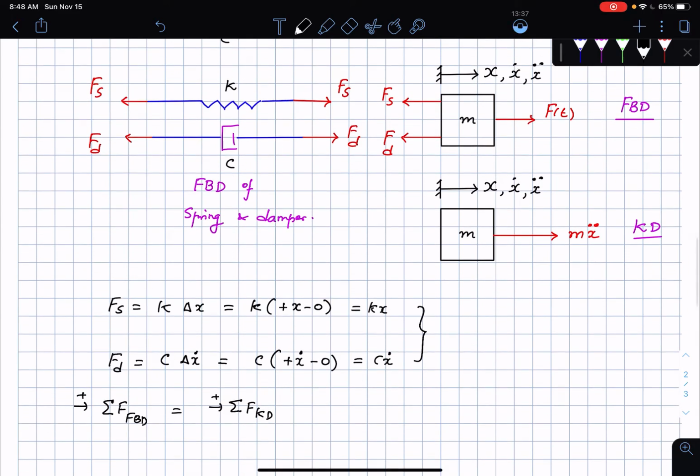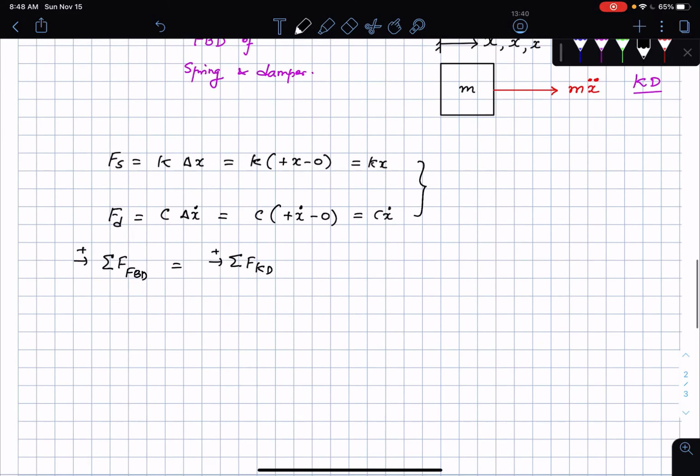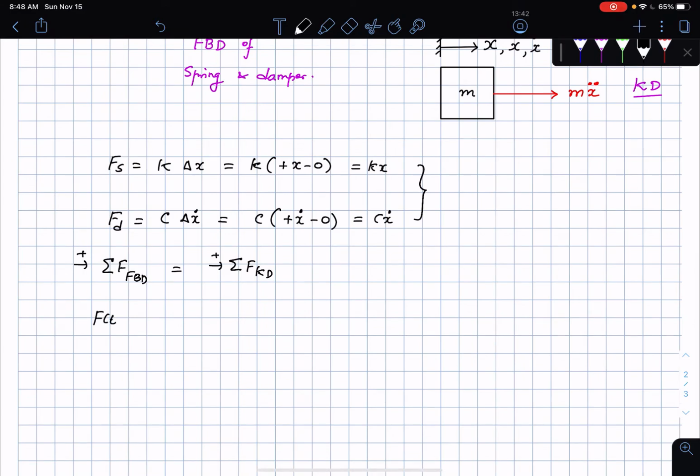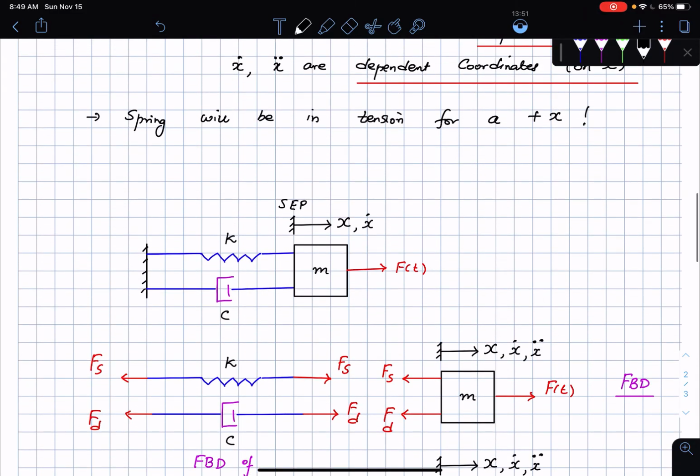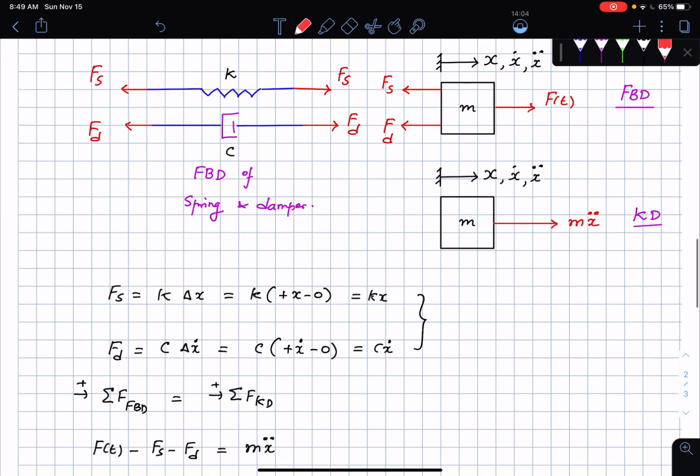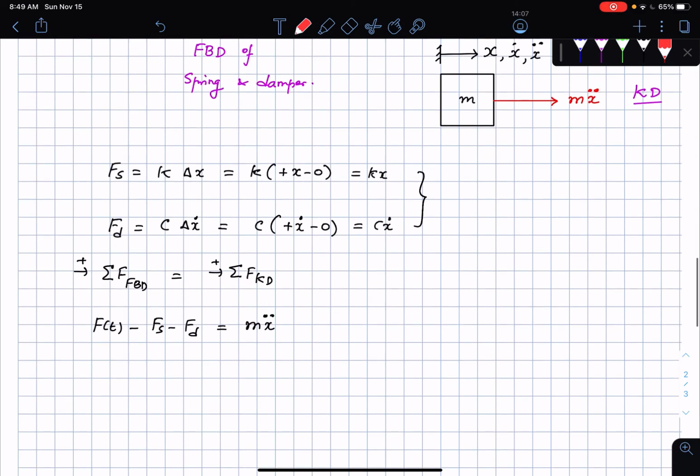And what are the forces? F of t and then Fs and Fd. So if I write this out, this is going to be F of t minus Fs minus Fd. This is equal to mass times acceleration of the mass. In this situation we are ignoring friction, so let me make a note of that. So we are ignoring Coulomb friction in this particular scenario. And the geometry of the mass does not play a role so much here yet. When you start having rotational motion, perhaps it's going to play a role.